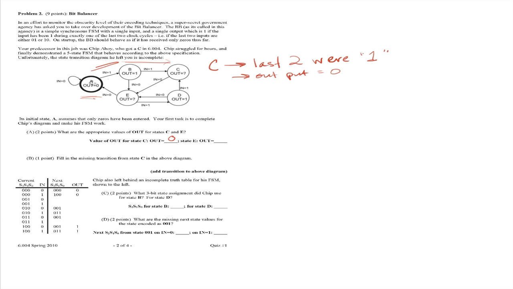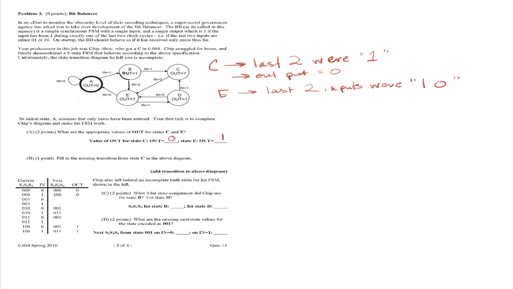Now for state E, go like this, we had a 1 and then a 0. So for state E, the last 2 were 1 and then 0. So we want the output for state E to be a 1.